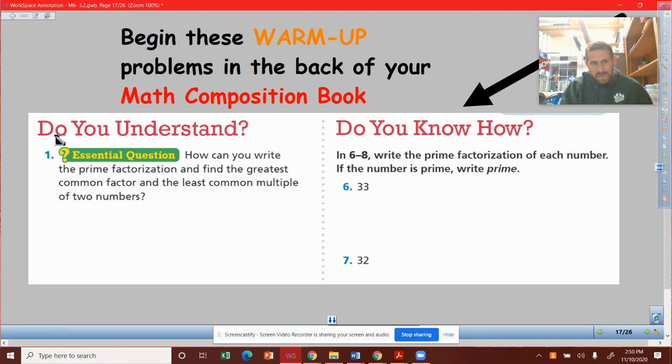Just like our exit tickets, read the directions. This isn't telling you to pick one. You're to answer these questions, okay? How can you write the prime factorization and find the greatest common factor and least common multiple of two numbers? So our response here should be the latter method.